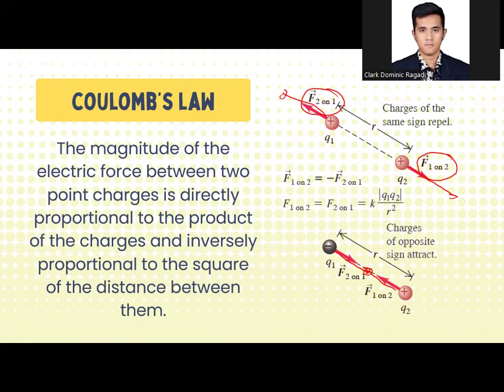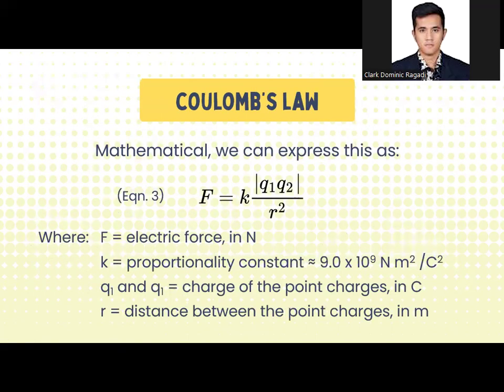So that's Coulomb's law. We can write Coulomb's law mathematically as F, or force, equals k, our proportionality constant, times the product of the absolute values of the magnitudes of the two charges, q1 and q2, over r squared, the square of the distance between the point charges. By the way, when doing calculations related to Coulomb's law, we should make sure that our units are in the metric system.